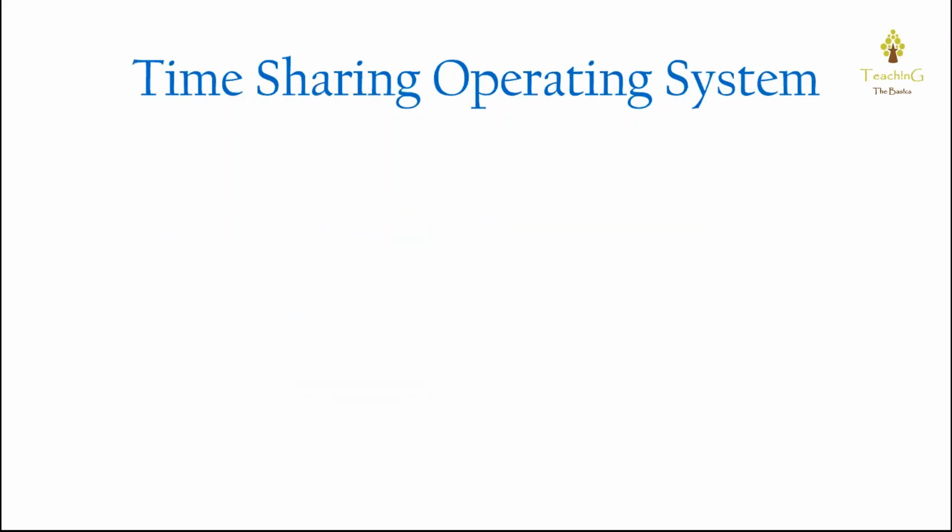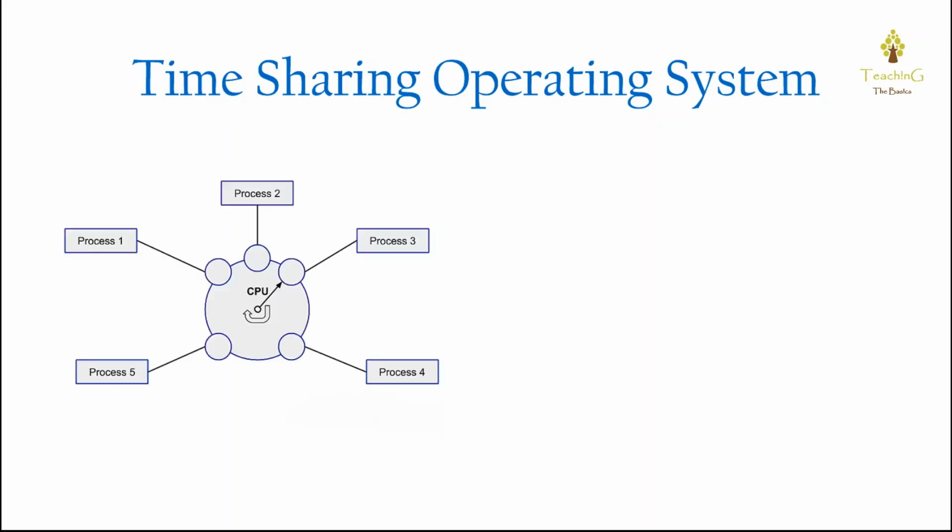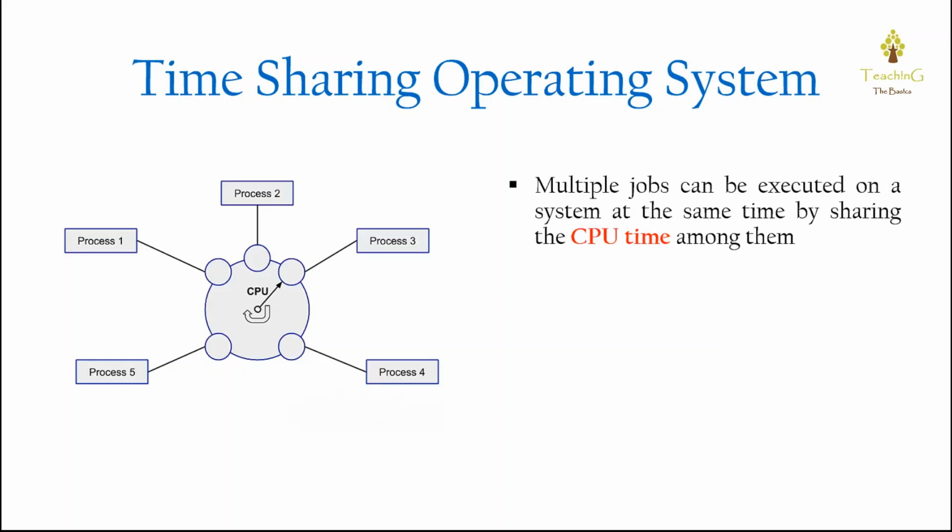So the next one is the time sharing operating system, and with the help of this diagram we are going to explain it. The first point is multiple jobs, that is, process 1, process 2, process 3, process 4 and process 5. Here they are jobs, which can be executed on a system at the same time by sharing CPU time among them.